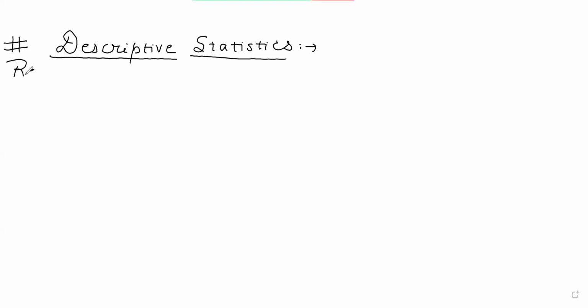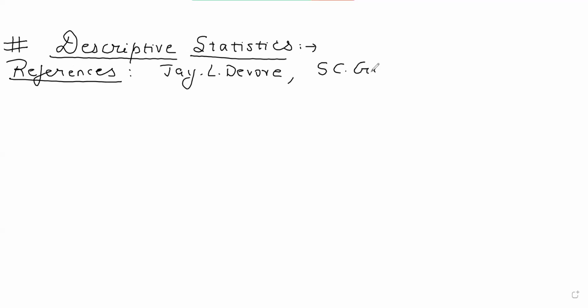The books I prefer to follow for my lectures in statistical methods for economics are Probability and Statistics for Engineers by J.L. Devore, Fundamentals of Statistics by S.C. Gupta, and Statistics for Business and Economics by Alan Dexter.